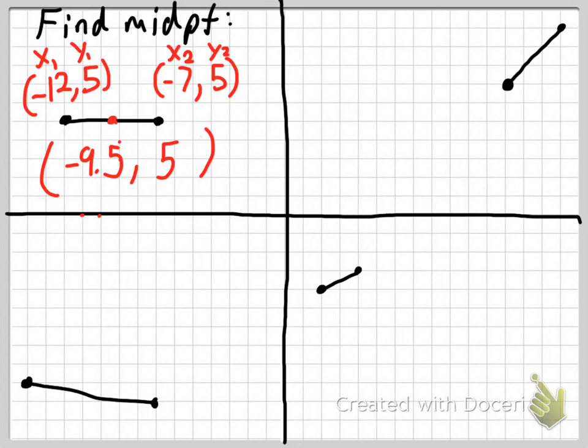I want you to pause the video and try to use the midpoint formula on the next 3, and then play the video again to see if you got them right.